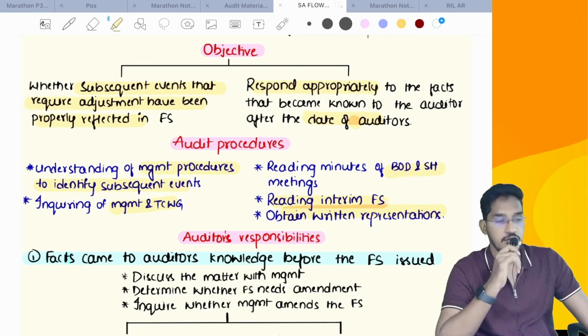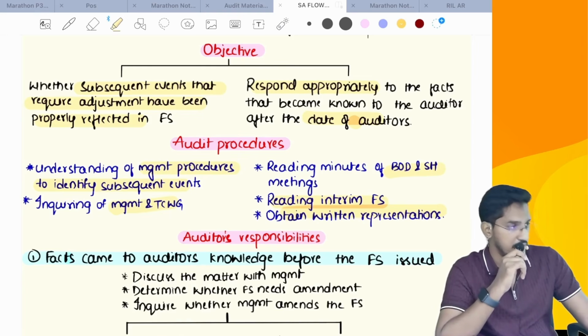The financial statements are already in the hands of third parties. Which one is more complicated? The second case is more complicated. The first case is somewhat better. Why? Because you got to know about the subsequent event, but the financial statements did not reach anybody. So the moment financial statements reach third parties, things get complicated.